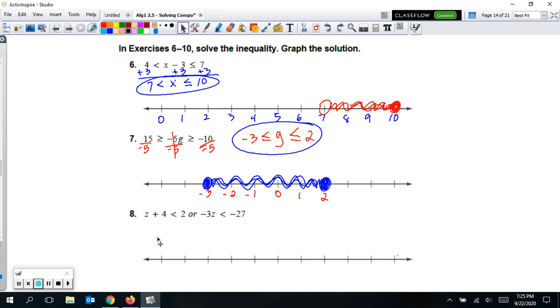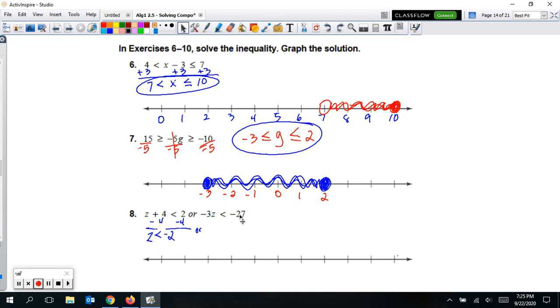Alright, number 8. You'll notice on this one it has an OR, so it separates them out. With an OR, we're going to solve each one separately. Starting with the one on the left, z plus 4 is less than 2. We're going to first subtract 4 from both sides. The 4's will cancel, and we get z is less than negative 2, because 2 take away 4 gives us negative 2. And then we're going to put the word OR in our solution, remember we have an OR up here.